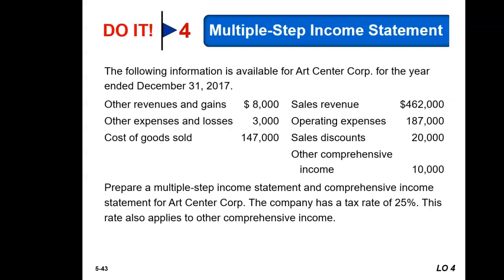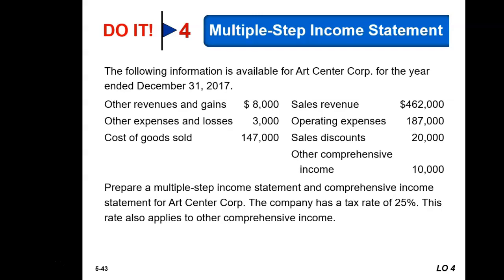So notice that they gave us information for certain accounts: sales revenue, operating expenses, and so on. They gave us the tax rate as being 25%. We want to take all of this information and prepare a multiple step income statement for the Art Center Corporation. All right? So think about what is your starting point in preparing a multiple step income statement.